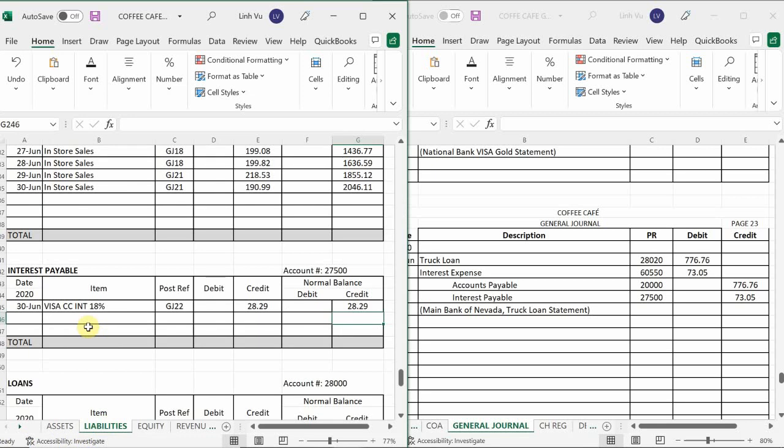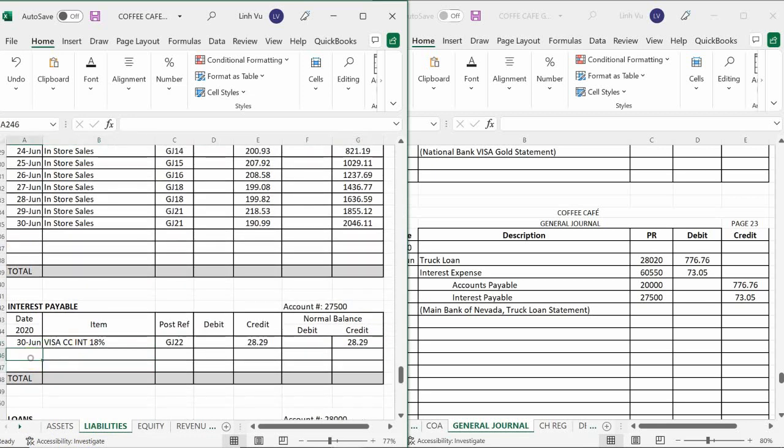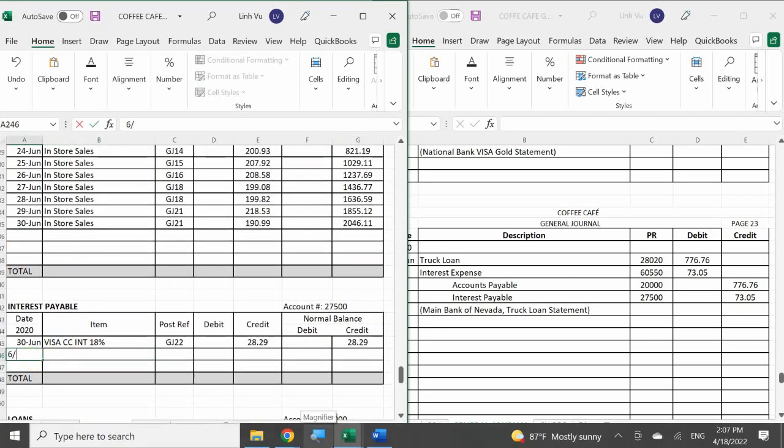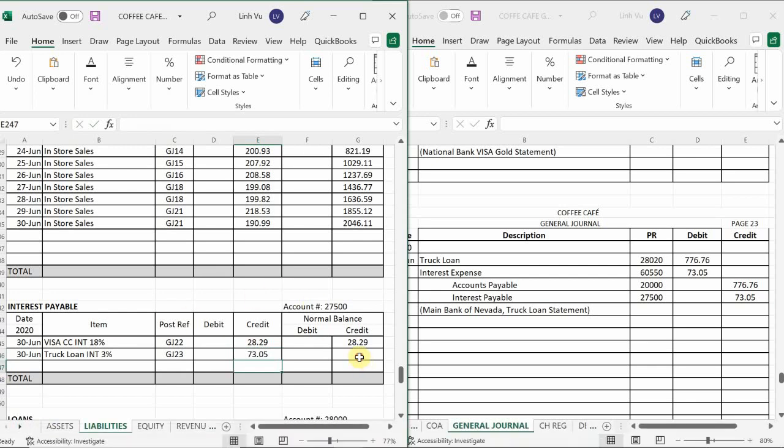Then we're going to go to liabilities. Here, I left off with my interest payable, so I'm going to go ahead and fill that in right there. Interest payable, so you could say truck loan, interest 3%, general journal 23, and I racked up another $73.05, which is the same thing as your interest expense, so you should have the same amount.